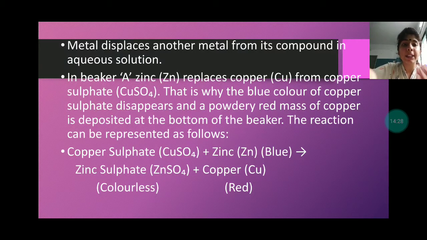A metal displaces another metal from its compound in aqueous solution. We have studied this till now. In beaker A, zinc replaces copper from copper sulfate. That is why the blue color of the copper sulfate disappears, and a powdery red mass of copper is deposited at the bottom of the beaker. The reaction can be represented as follows. Copper sulfate, which is blue, when reacted with zinc gives zinc sulfate, which is colorless, and copper, which will have a red color. What was the color of copper sulfate? Blue. And then it converted into red due to the zinc.